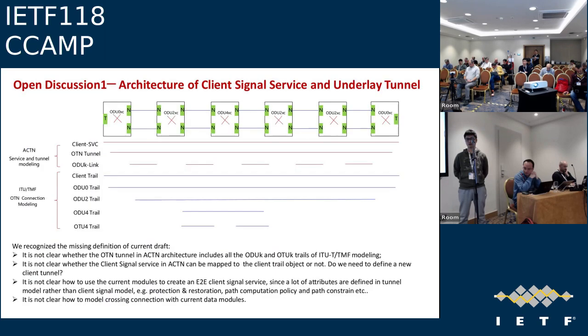Okay, next. Okay, this is the open discussion. The first open discussion is we want to discuss the architecture of the OTN service and also the tunnel model. In this picture, you can see that there are different granularity ODUk cross-connections created on the intermediate nodes. With the current OTN service and tunnel model, we can only say that we need to provide an OTN service object and an OTN tunnel object. It is not very clear whether the OTN tunnel object can cover the configuration of the intermediate nodes, because they are in different granularity.